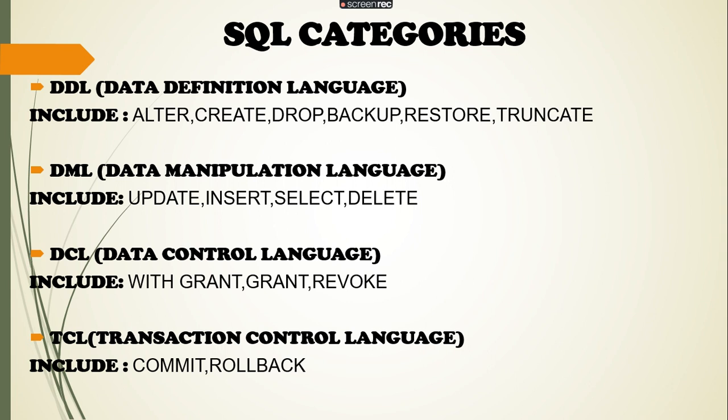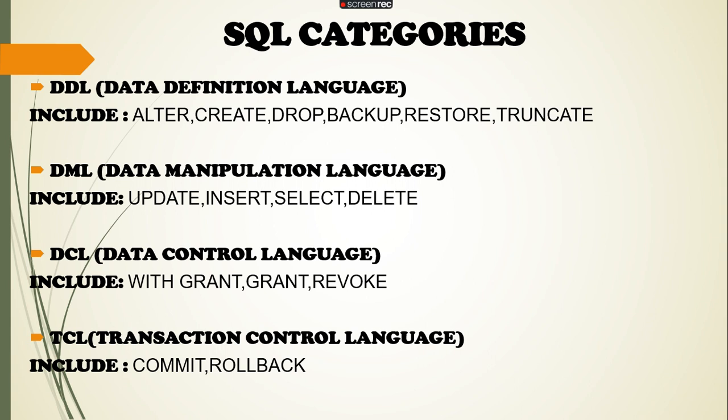And then we have DCL, which is data control language. So we have grant and then revoke. With grant, a user can pass on a privilege that he has obtained from another user to others. Grant is for passing on the privilege. We have revoke, which is for taking back a granted privilege.